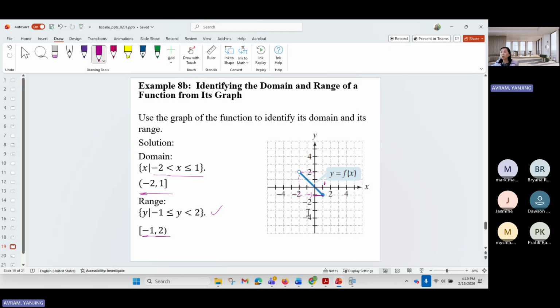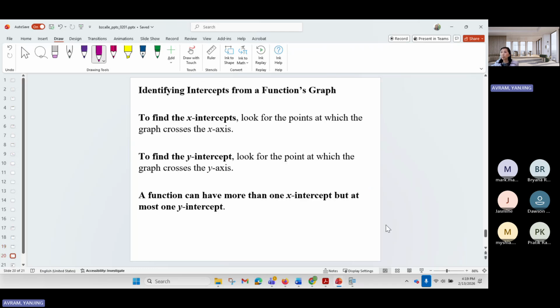All right, and then reading the graph. We also need to know how to find the x-intercept and the y-intercept. I think we talked about this in the fourth section, right? If you want to find the x-intercept, you look at where the graph crosses the x-axis. To find the y-intercept, you look at where the graph crosses the y-axis.